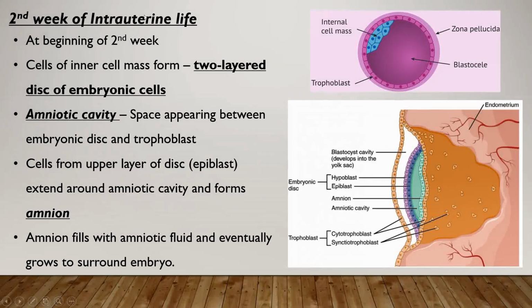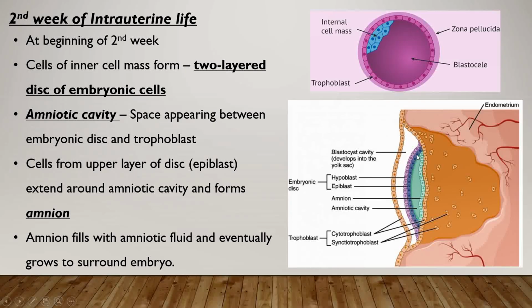Now, the second week of intrauterine life. At the beginning of the second week, that means the 8th day, the cells of the inner cell mass form a two-layered disc of embryonic cells. So these two-layered embryonic cells are present here. They are forming the embryonic disc. Here the layer which is facing the blastocele or the blastocyst cavity is known as the hypoblast, and the one which is facing the opposite side is the epiblast.